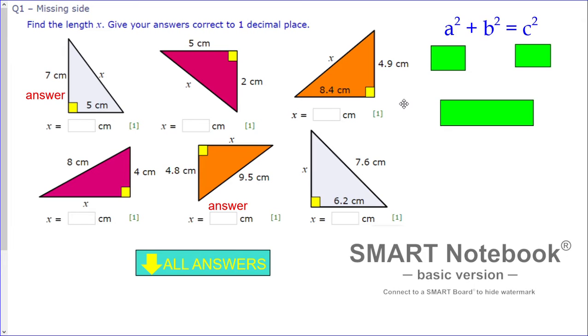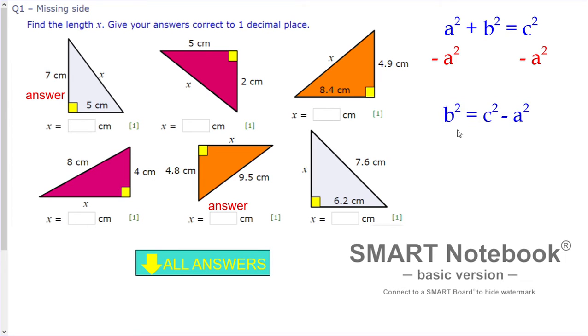Now, sometimes we're asked for a missing hypotenuse, which is the longest side, and other times we're asked for a missing leg. For example, in this one, we're asked for a missing side or a missing leg. In order to do that, we have to rearrange our formula. We take away a squared on both sides, and if we rearrange, we have b squared equals c squared minus a squared. So if we need a missing hypotenuse, it's a squared plus b squared equals c squared. If we need a missing side, it's b squared equals c squared minus a squared.